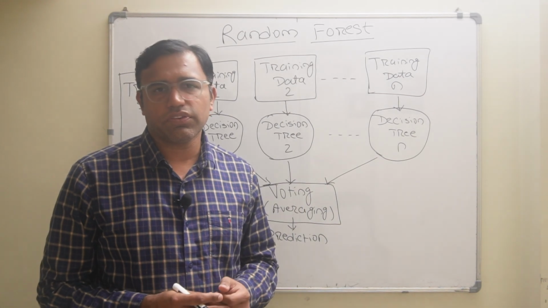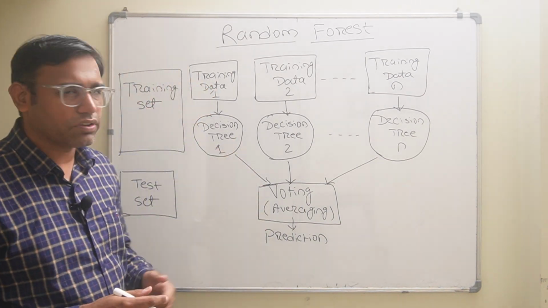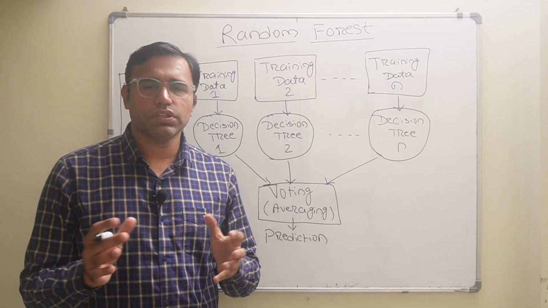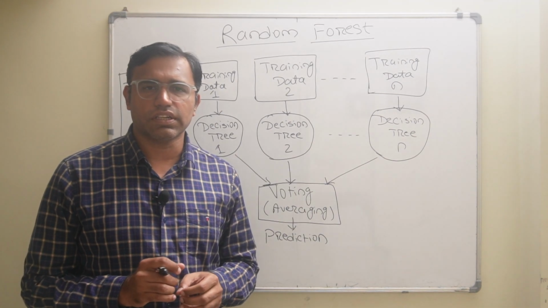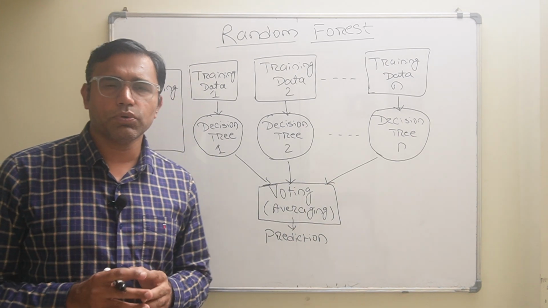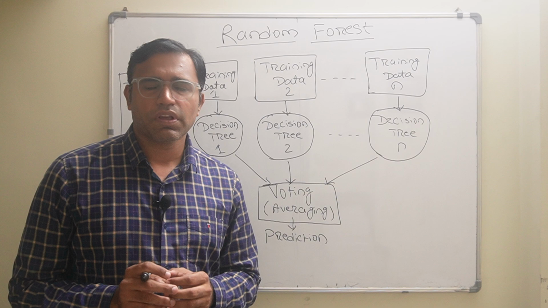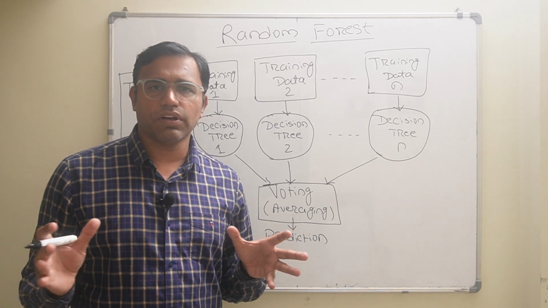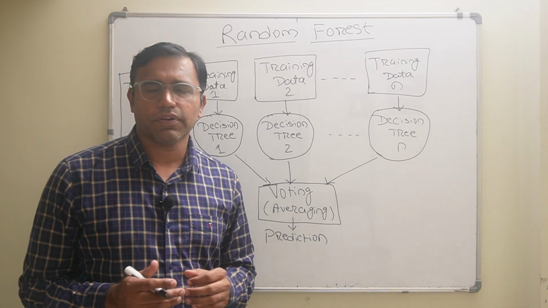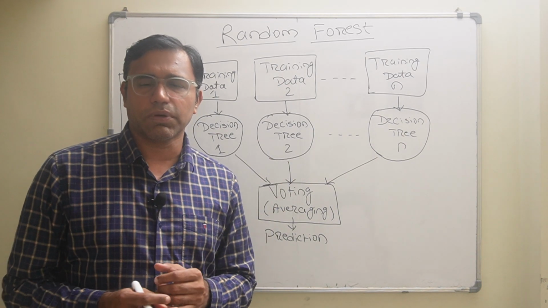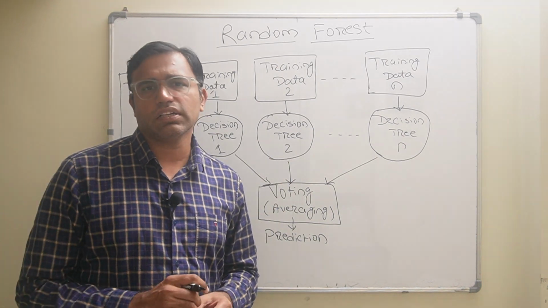So let us see what is random forest. Actually, random forest is a supervised machine learning algorithm which combines various decision trees. If you take the example of a single decision tree, it will give only one output. But if you combine various decision trees, then you will get various outputs, and based on that you can take the majority and then make a certain decision.